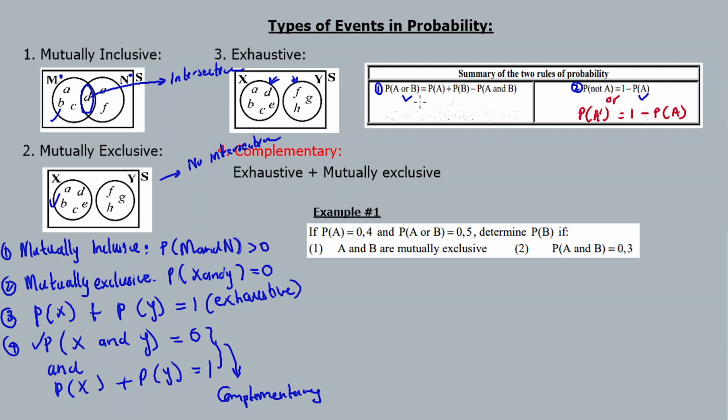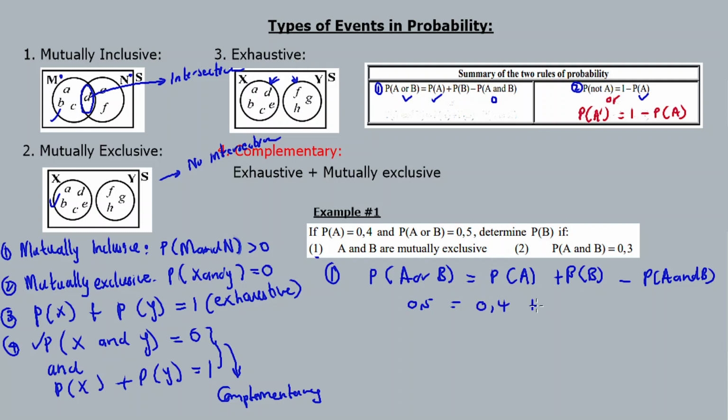So it means that I'm given the probability of A, and this one is going to be 0 because of the mutually exclusive events. Let's do number 1. Inside this equation, the probability of A or B is equal to the probability of A plus the probability of B minus the probability of A and B. This value is 0.5, the probability of A is 0.4, plus the probability of B, which is unknown, minus the probability of A and B, which is equal to 0 because the events are mutually exclusive.